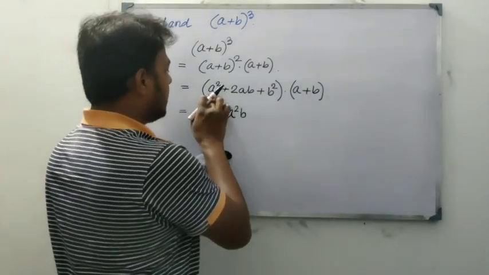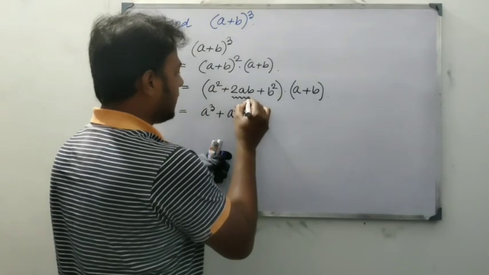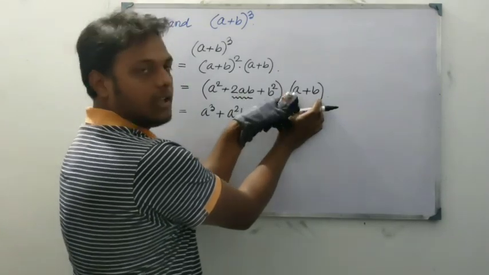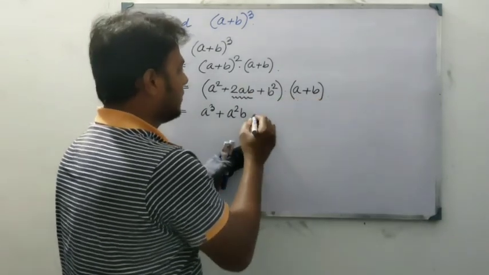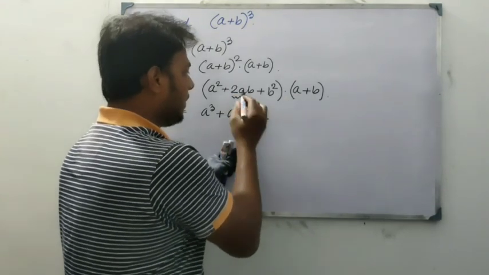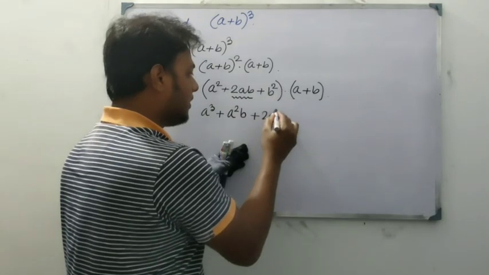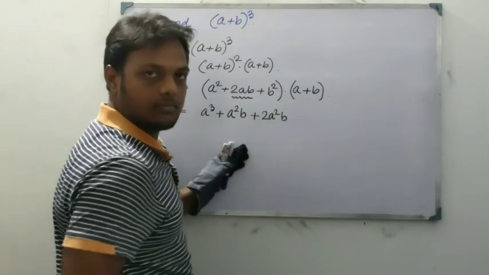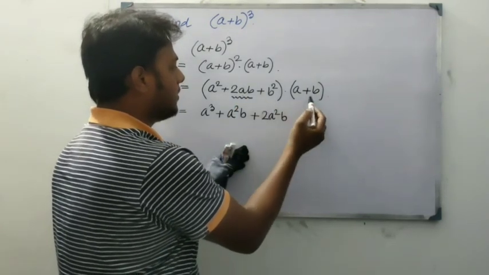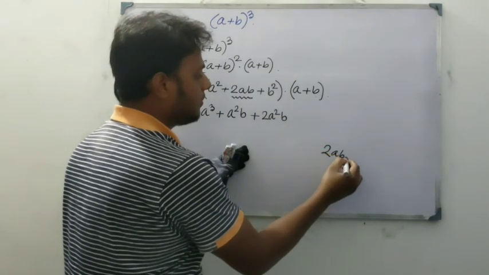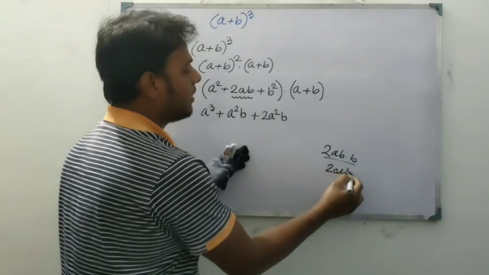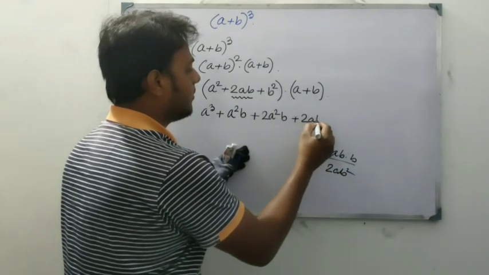Next, consider 2ab, and similarly again multiply with the first one and second one. If you multiply 2ab and a, then it will be, first sign plus, 2 a square b. Okay, and then 2ab and b. So 2ab into b means b into b is b square, so ultimately it will come 2ab square. Understood? So plus 2ab square.